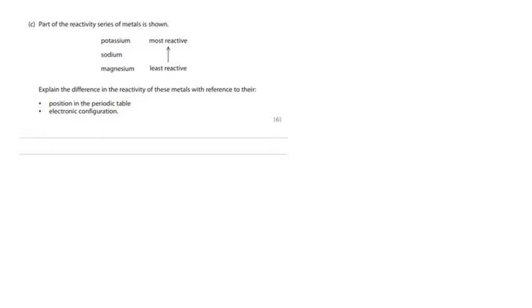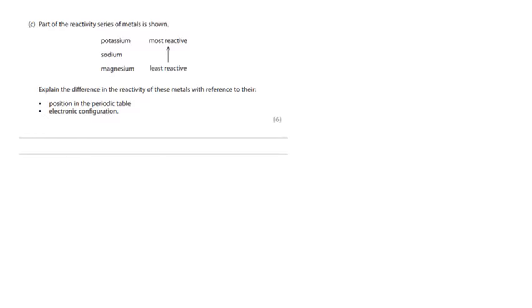So, 3 different metals. Potassium's the most reactive, magnesium's the least reactive. Let's figure out how we're going to get 6 marks. So we explain the pattern, explain why potassium is more reactive than sodium, why sodium is more reactive than magnesium. And in explaining it, we're going to talk about their position in the periodic table. So I think it would be a good idea to say what groups they're in, what periods they're in. And the electronic configuration, in other words, where the electrons are, because that will explain why they are more or less reactive.